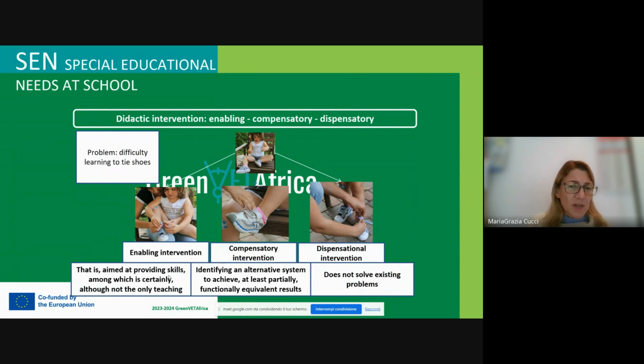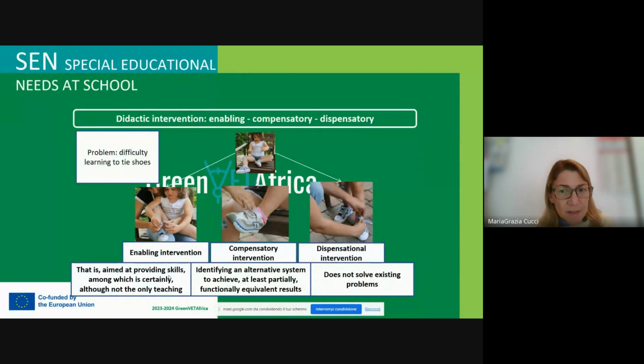The compensatory intervention starts from the point that maybe the student has not the skills to do this action. So it simply gives an alternative that can be total or partial, but that can give the same results in a different way. The dispensatory intervention is something that you relieve. The action is done without the active intervention of the student. So it is okay only if we can see that it is not so important for the specific skill.